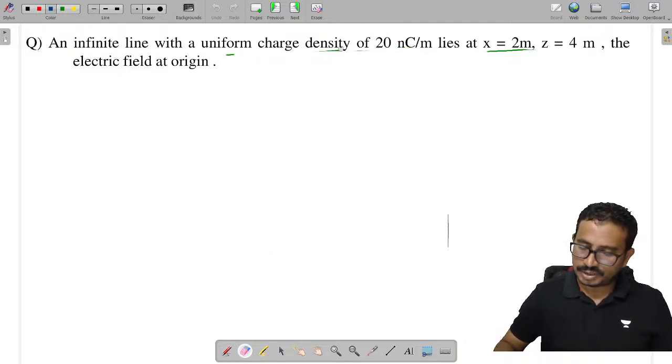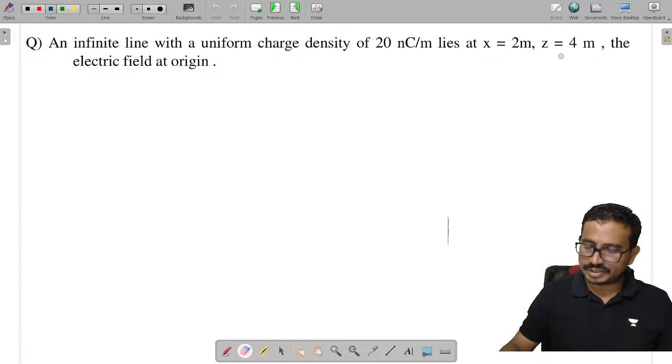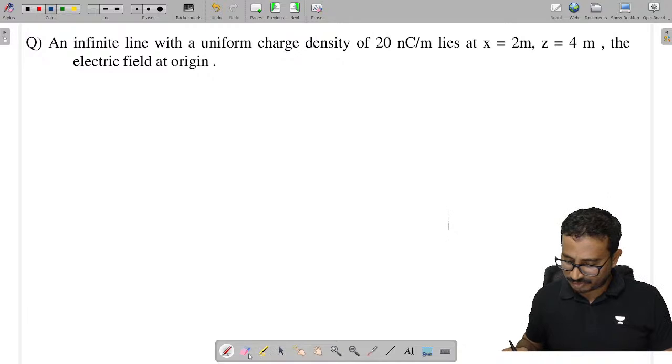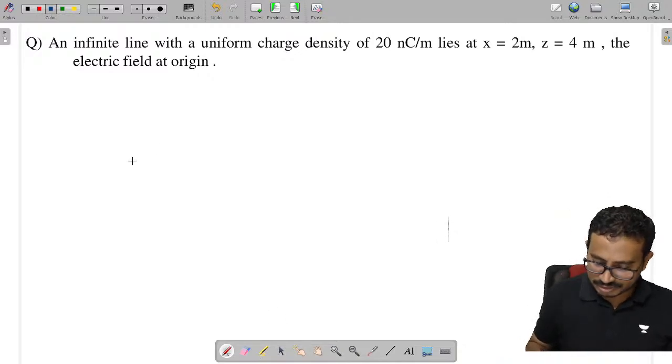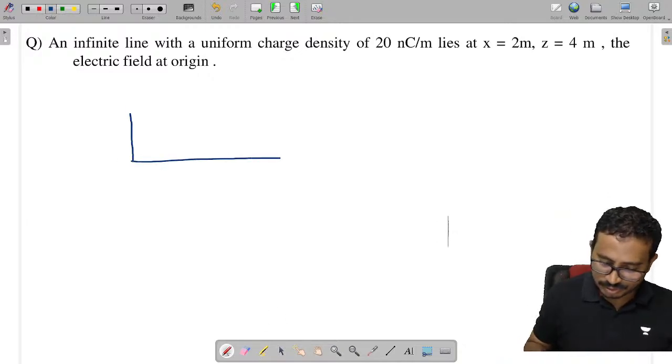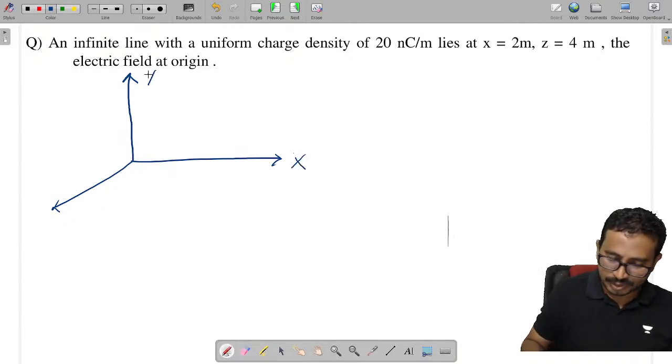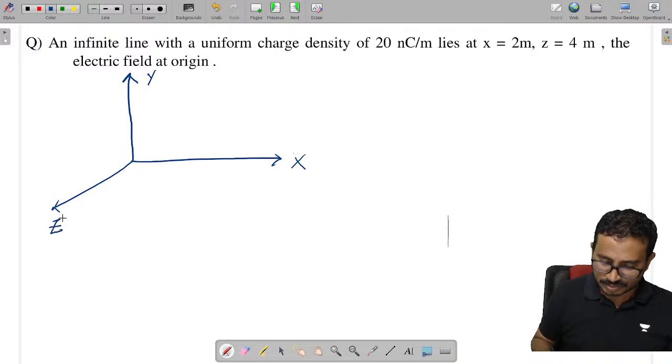Now here you see this infinite line charge. If you see carefully where the charge is located, tell me where the charge has been located. That is important here. If I say this is my x-axis and this is my y-axis, and this is my z-axis I am taking.